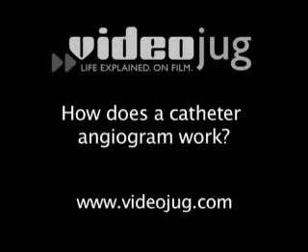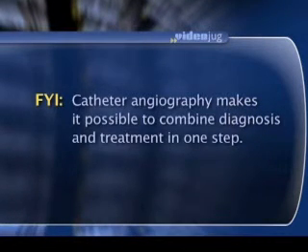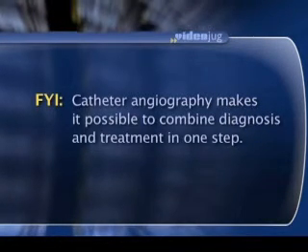How does a catheter angiogram work? A catheter angiogram is performed when a thin plastic tube, called a catheter, is placed within a blood vessel. Then some contrast agent, typically an iodine-containing contrast agent or dye, is injected into that blood vessel. That particular contrast material then travels with the bloodstream and X-ray images are obtained.